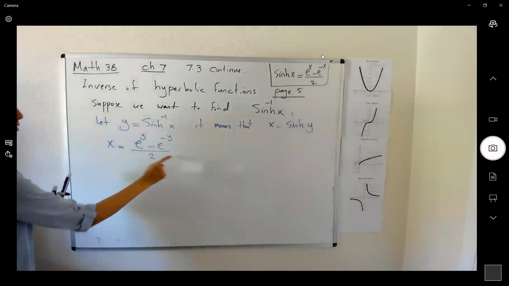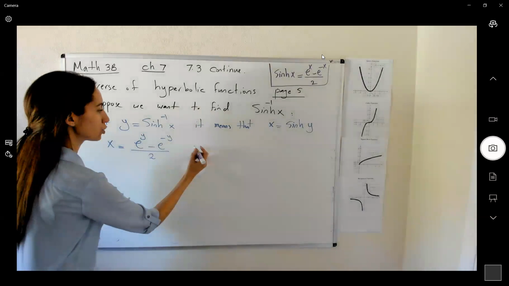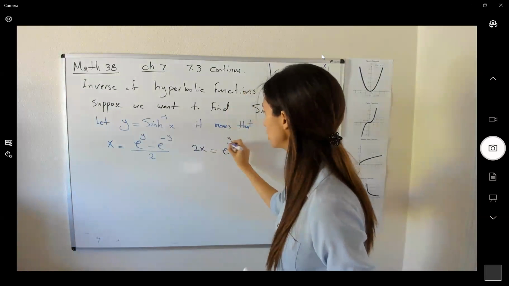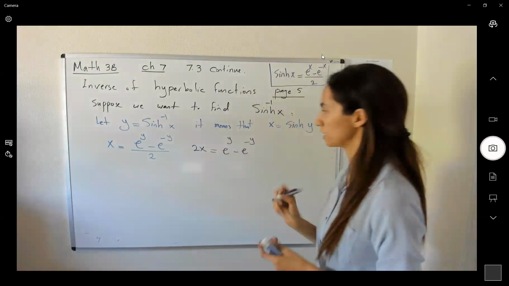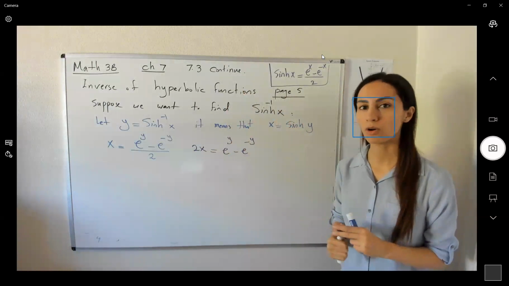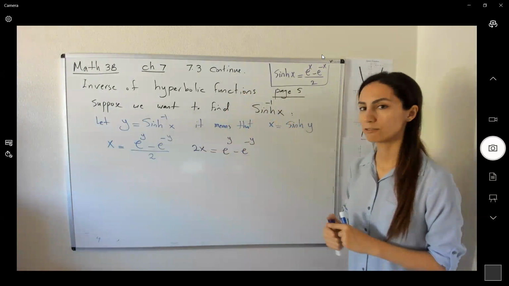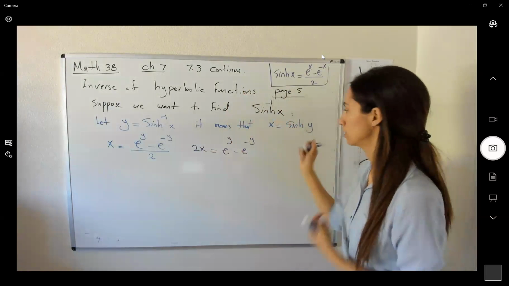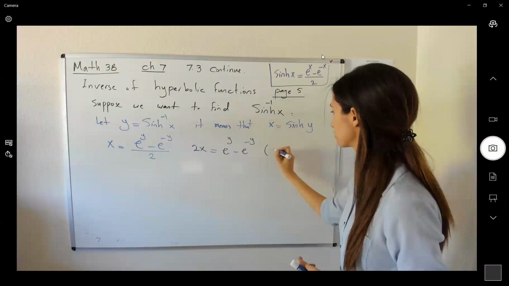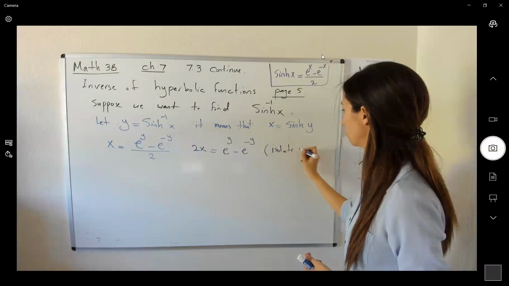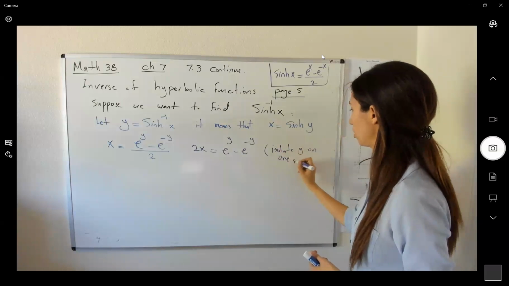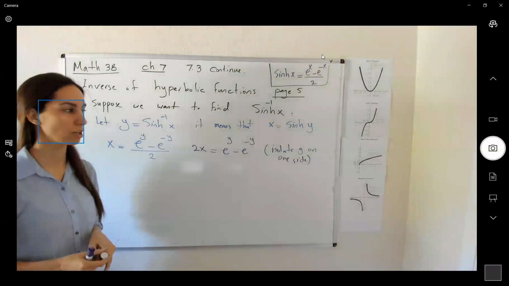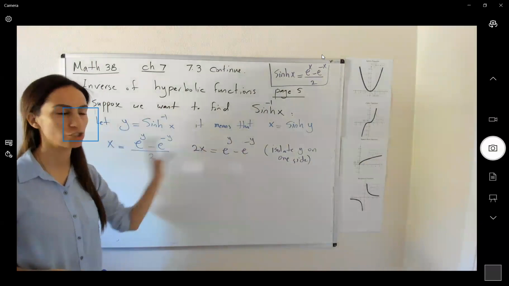Now multiply both sides by 2, you get 2x equals e to y minus e to minus y. Our goal is to solve this for variable y, to isolate y on one side. It's all pure algebra. Guys, we don't have any calculus here. It's just all algebra.